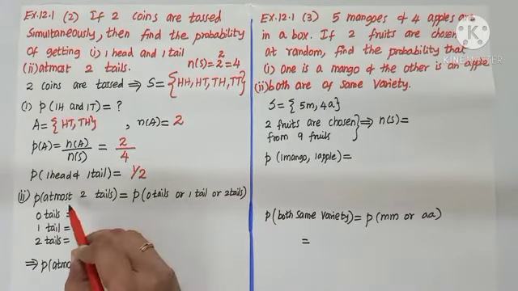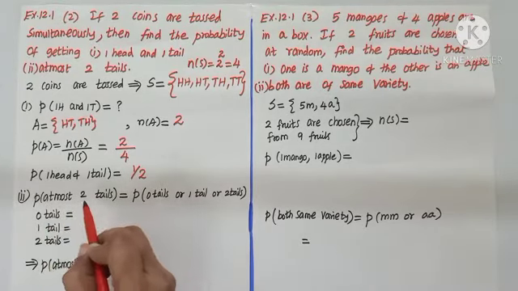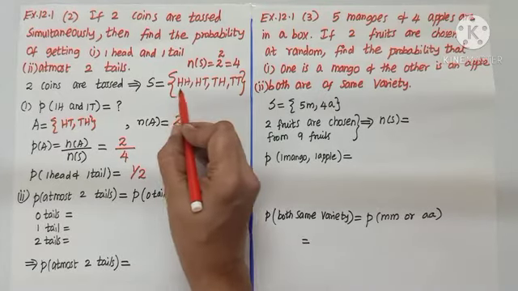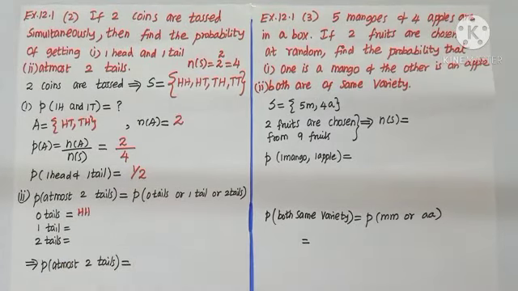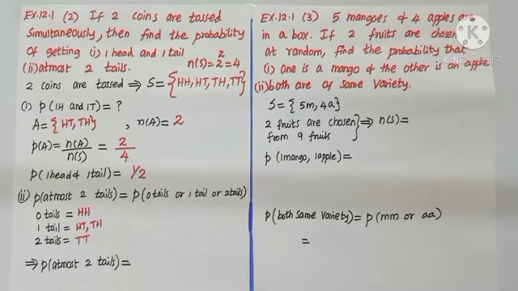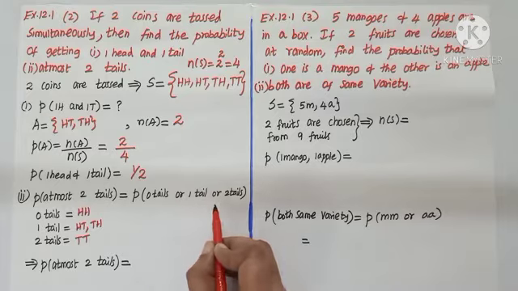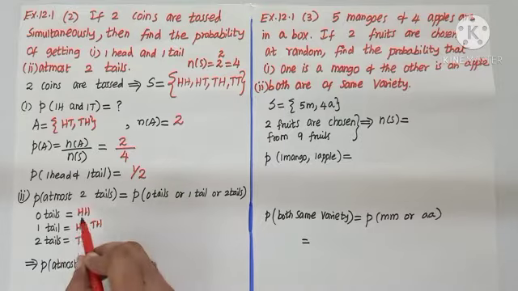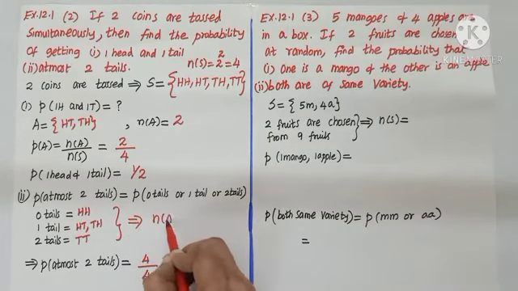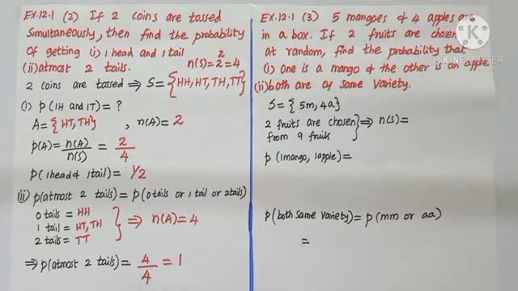Subdivision 2. At most 2 tails. At most, the word tells me 2 or below. So it can be 2 tails or 1 tail or 0 tails. Where do you have 0 tails out of the 4 outcomes? HH. No tails at all. 1 tail, I have HT, TH. And 2 tails, I have TT. My question is 0 tails or 1 tail or 2 tails. So adding all the answers, 1, 2, 3, 4. So my answer is 4 out of 4, that is 1. So N of A is 4, and my answer is N of A by N of S, that is 4 by 4, which is 1.